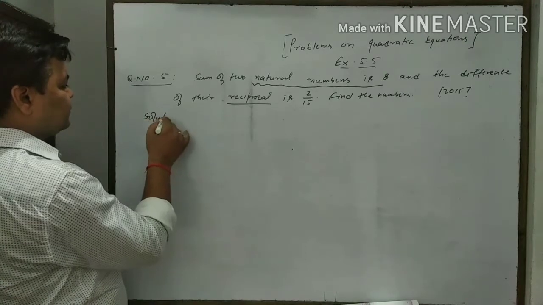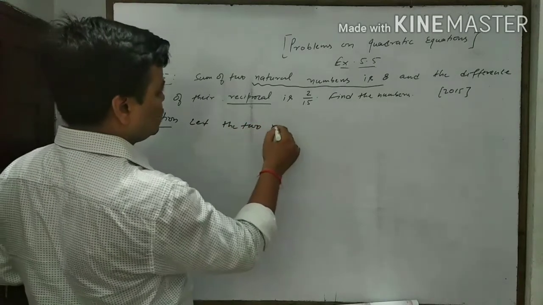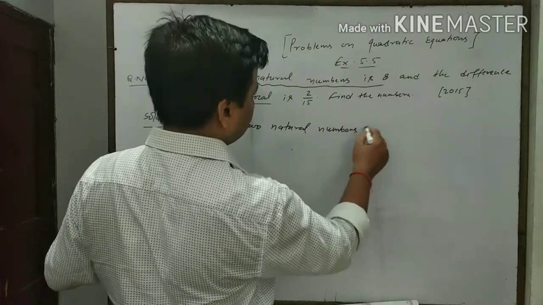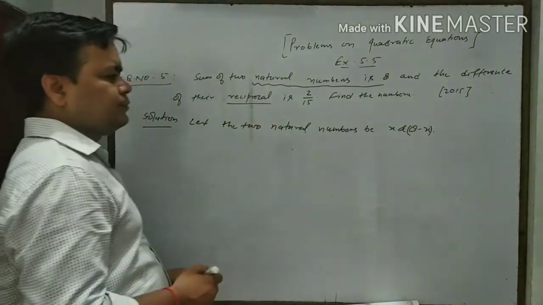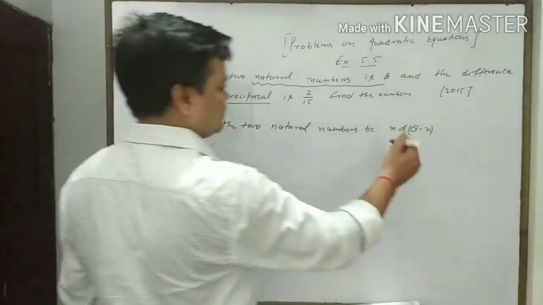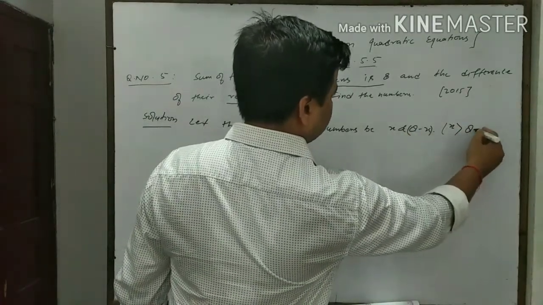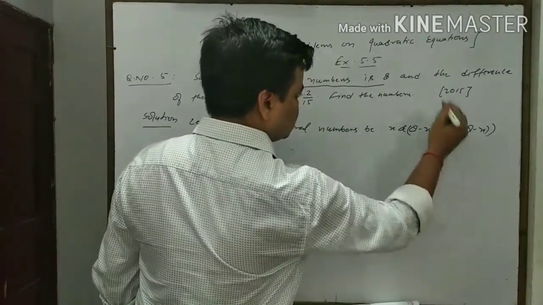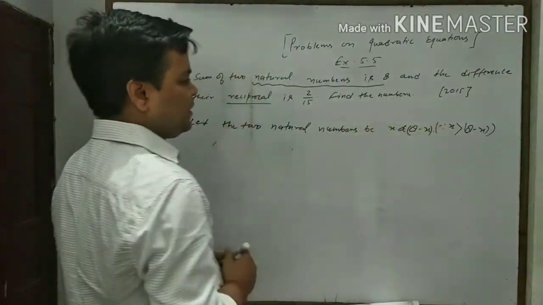Solution. Let the two natural numbers be x and 8 minus x. According to the question, the value of x is greater than 8 minus x. We also assume it, since x is greater than 8 minus x. If you assume it, it will be easy to solve the next step.